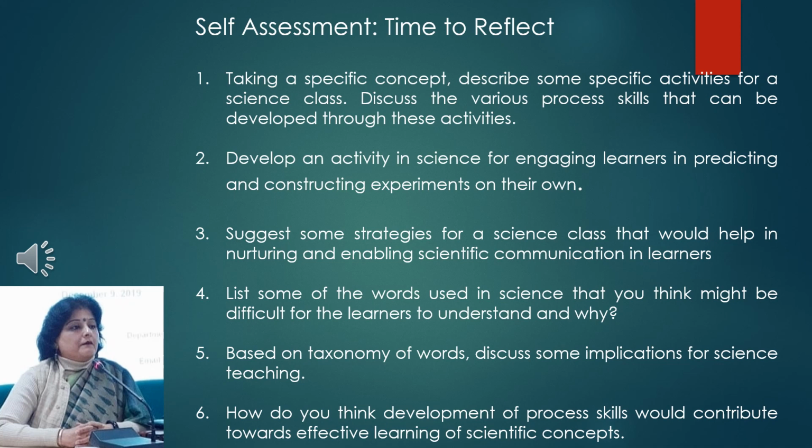Next is, develop an activity in science for engaging learners in predicting and constructing experiments on their own. The third is, suggest some strategies for a science class that would help in nurturing and enabling scientific communication in learners. Fourth is, list some of the words which are used in science that you think are difficult for the learners to understand and why. Based on the taxonomy of words, discuss some implications for science teaching.